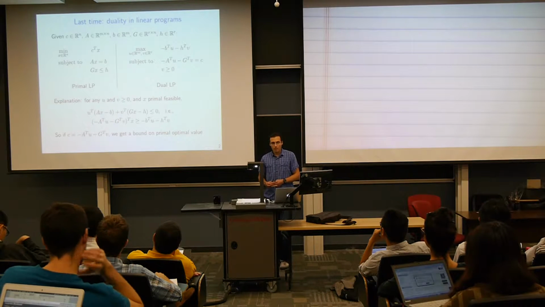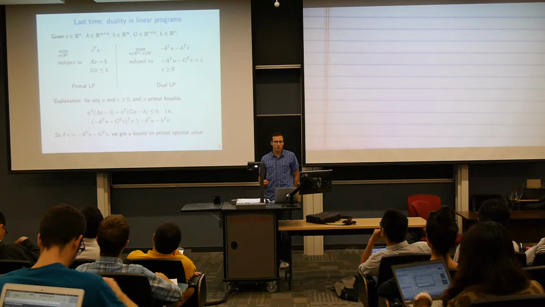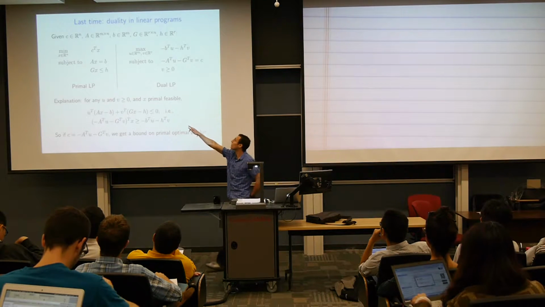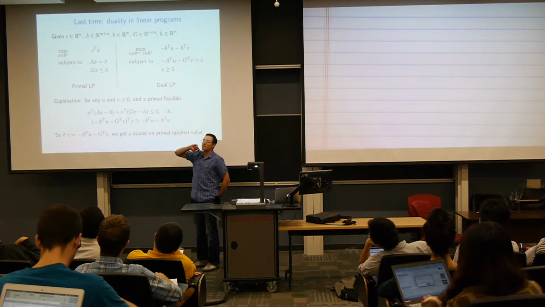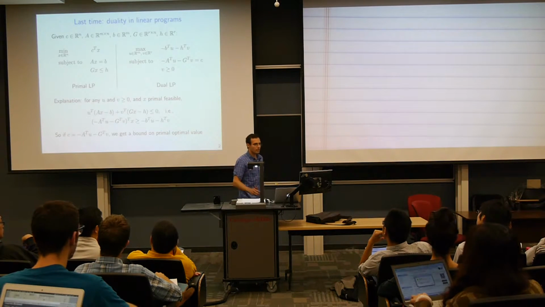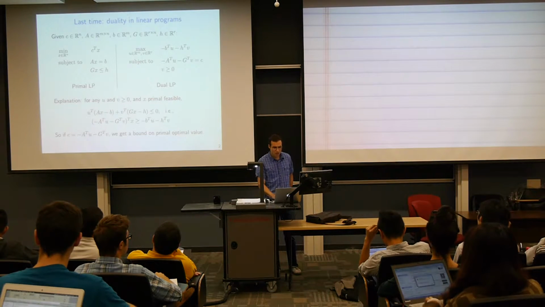So just to give you a refresher, last time we talked about duality in linear programs. This was the generic form LP we examined: minimize c transpose x subject to equality constraints Ax = b and inequality constraints Gx less than or equal to h.